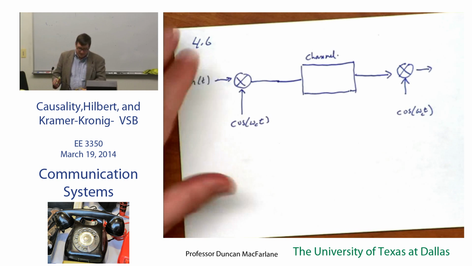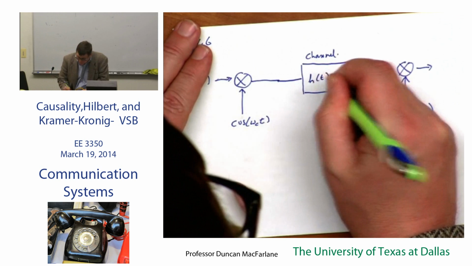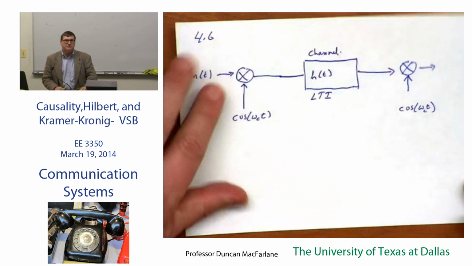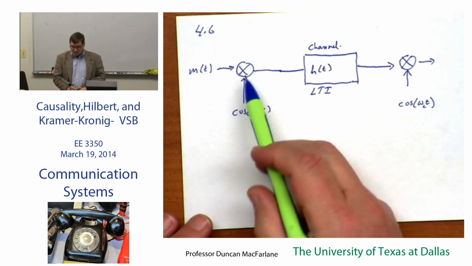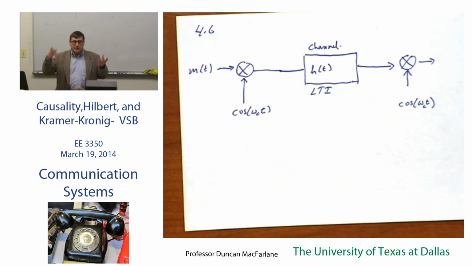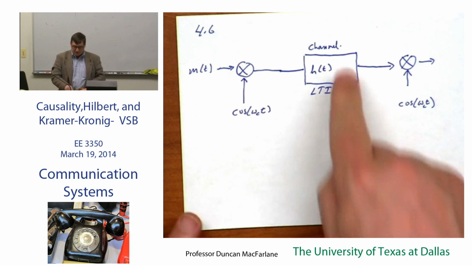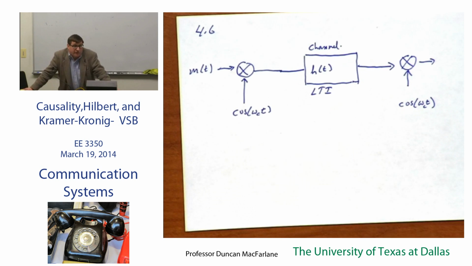But supposing I have a linear time invariant channel with a delta function response h of t. Okay. Supposing I have a linear time invariant channel that's not equal to 1, but actually will affect the frequency content. So there's a set of frequencies that go through here. Some of those frequencies are attenuated relative to others. And some of those frequencies are phase-shifted relative to the others. Okay? So this channel has a filter.